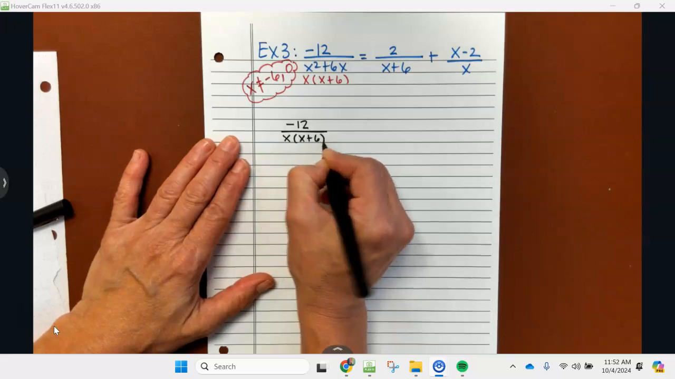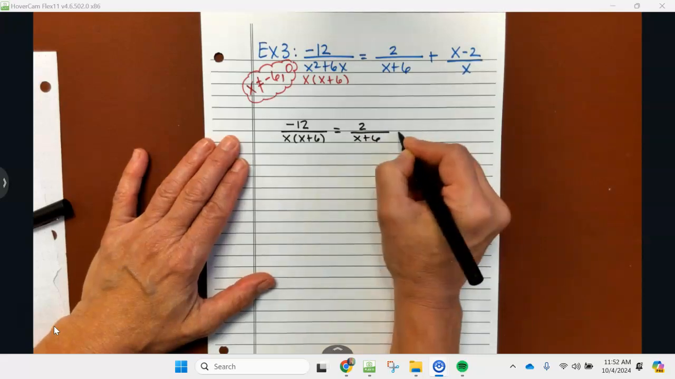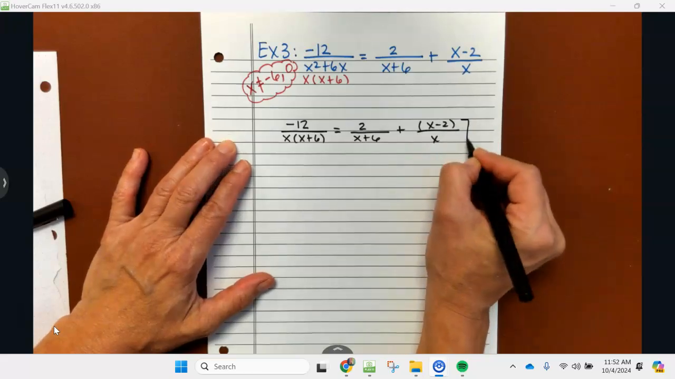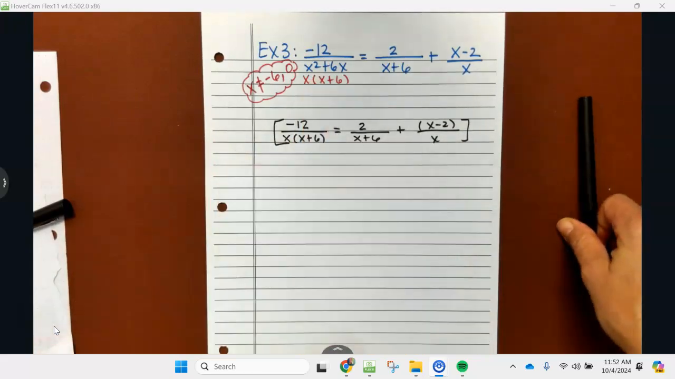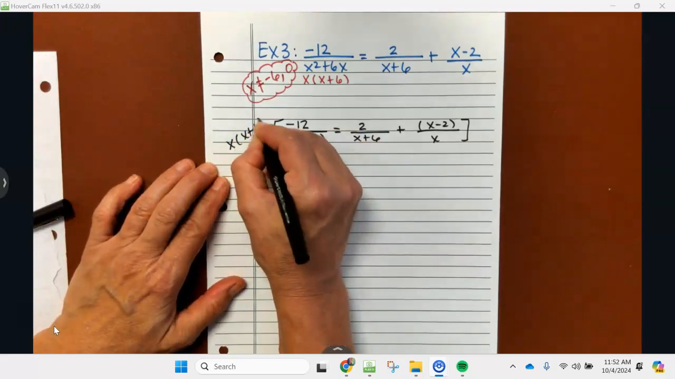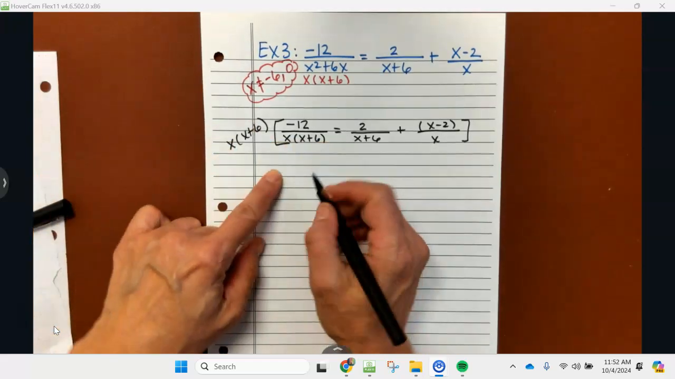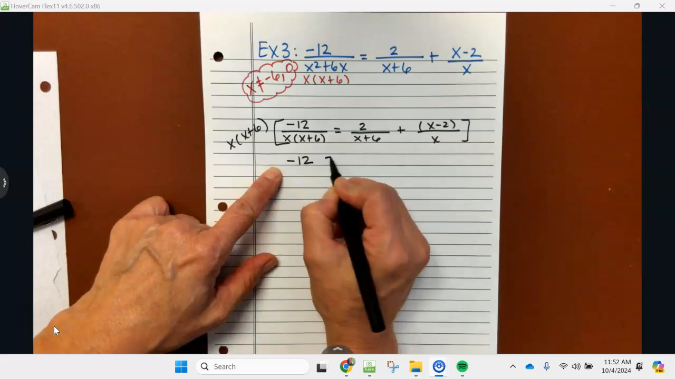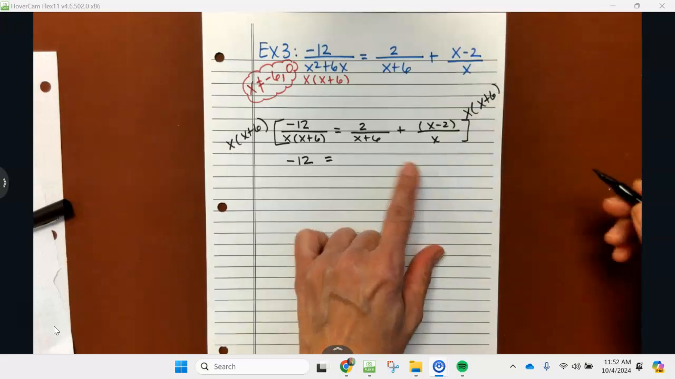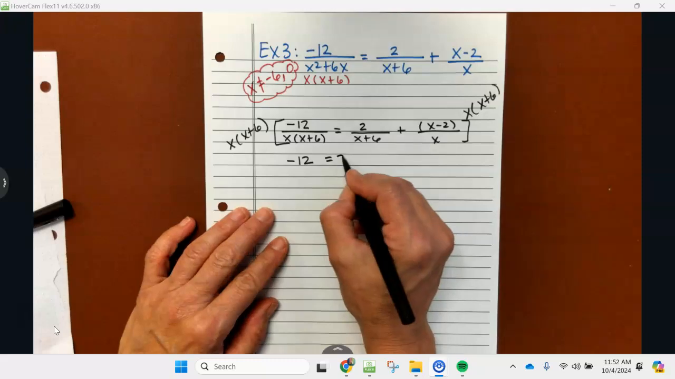But let's go ahead and rewrite it down here. Let's not try to smash everything in case you lose something like a negative. Okay, we're going to multiply everything by x times x plus 6. All right, good news right here. All of this wipes out all of that, so that's going to be a -12. Let's take a look at what's going on over here on this side. These x plus 6's are going to cancel, so that's going to be 2 times x.